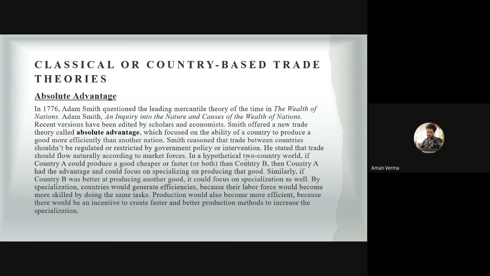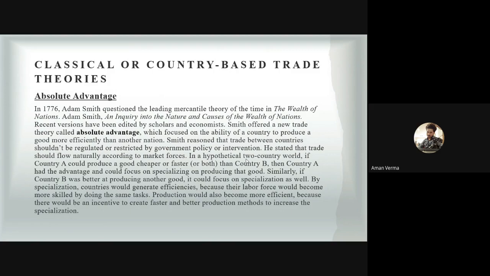Smith reasoned that trade between countries shouldn't be regulated or restricted by government policy or intervention. He stated that trade should flow naturally according to the market forces. In a hypothetical two-country world, if country A could produce a good cheaper or faster or both than country B, then country A had the advantage and could focus on specialization in producing that good. Similarly, if country B was better at producing another good, it could focus on specialization as well.